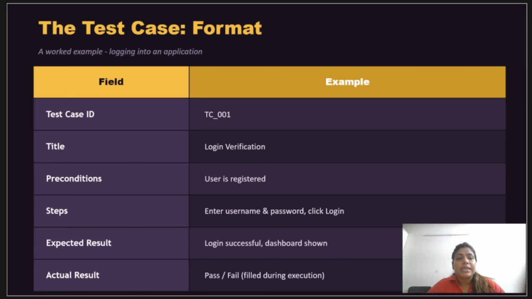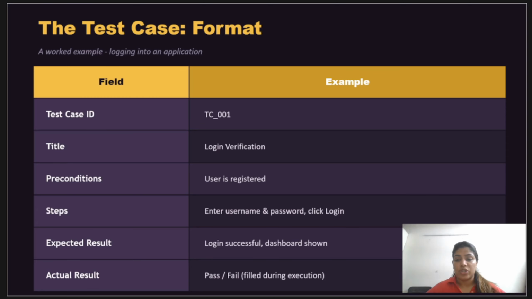Now, here you can see a standard test case format. It has a real example verifying login. Every test case follows a similar structure. First is the test case ID. It can be TC001 or maybe some requirement like login_001. That's a unique identifier so that you can reference and track it. Teams use conventions like TC_login_001. The title could be login verification, a clear descriptive name of what this test case is.